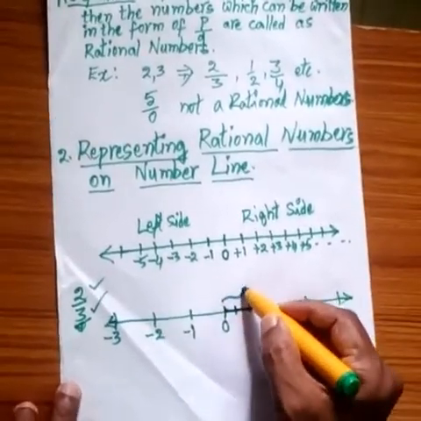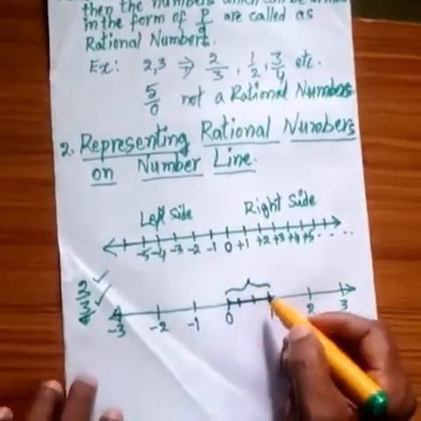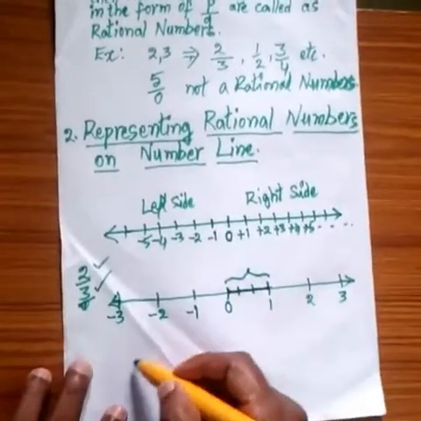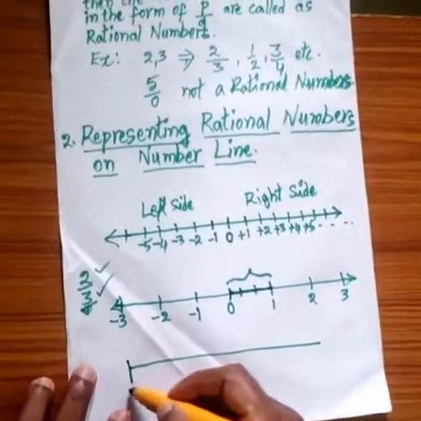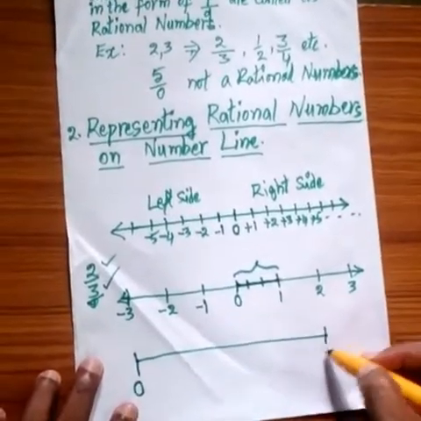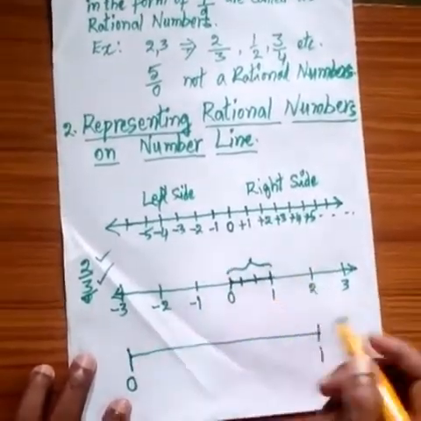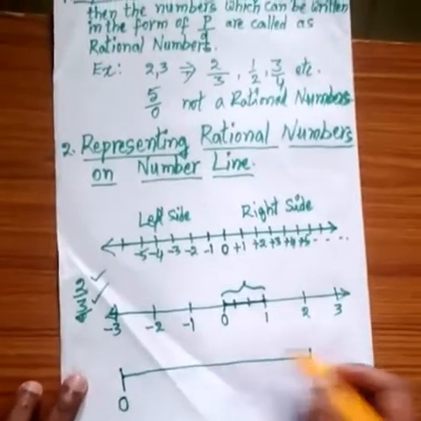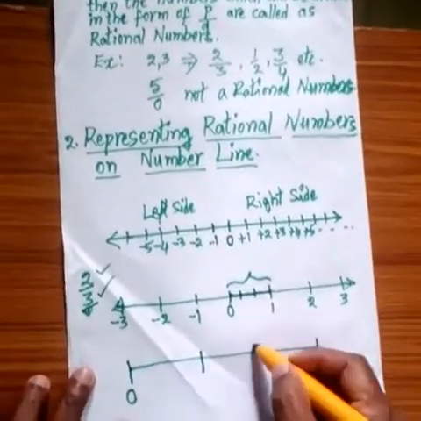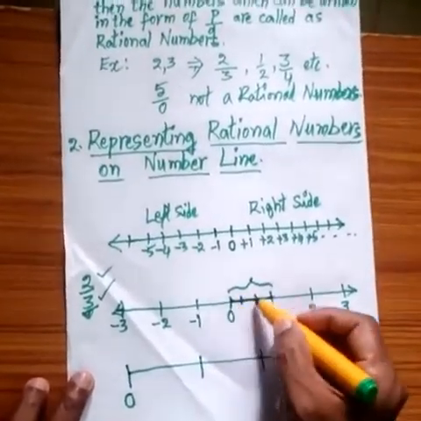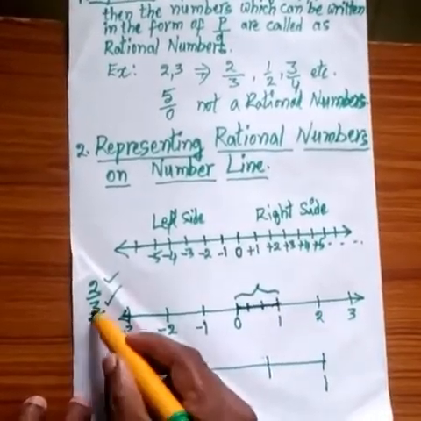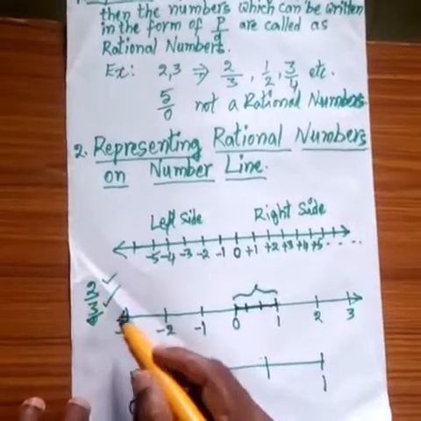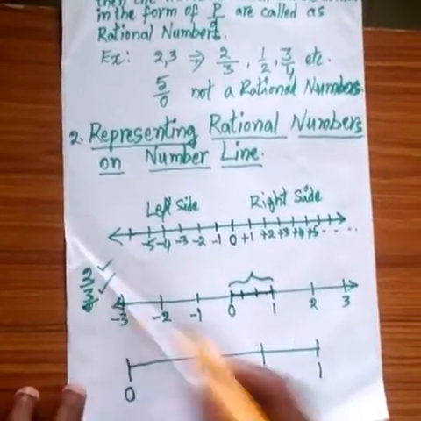I am zooming this small part, let us take it as a larger one. So this is 0 and this is 1. We took this small part as large. Now we made this into 3 equal parts. I am zooming to show how we made the 3 small parts. There are 3 parts because the denominator of the rational number here is 3.